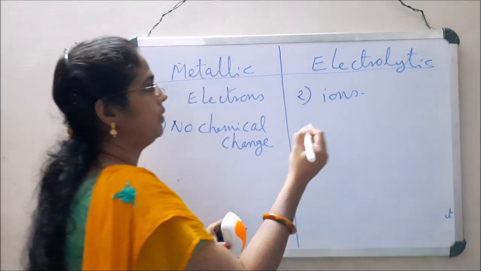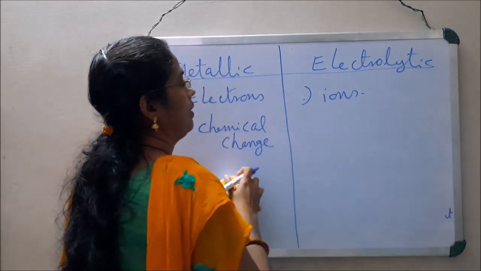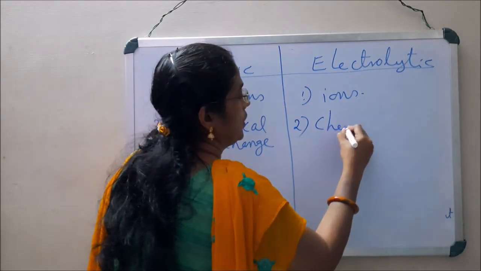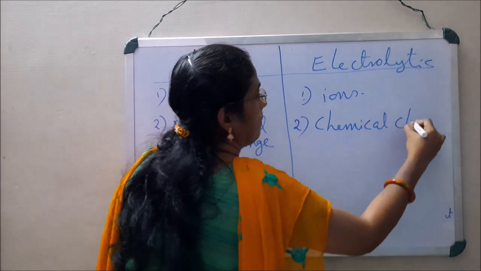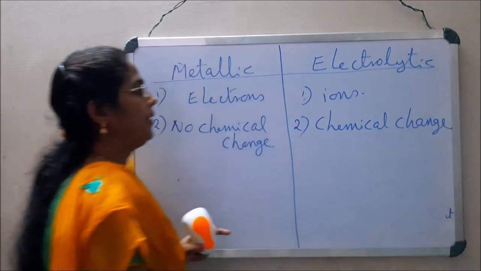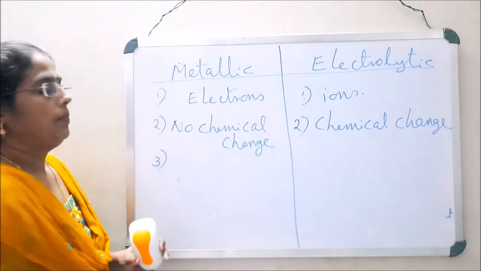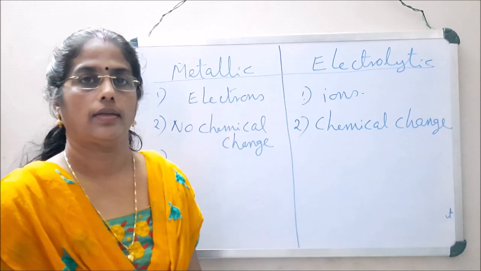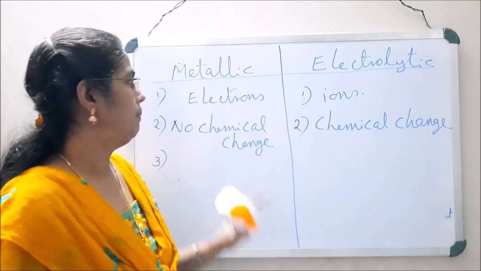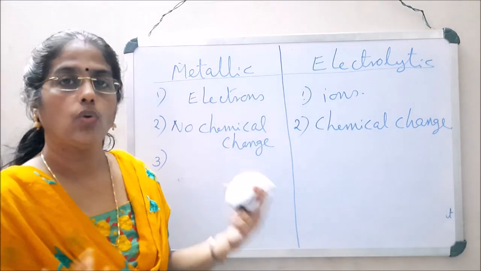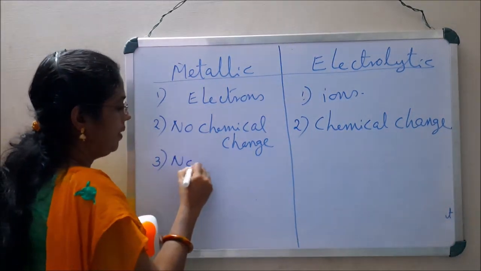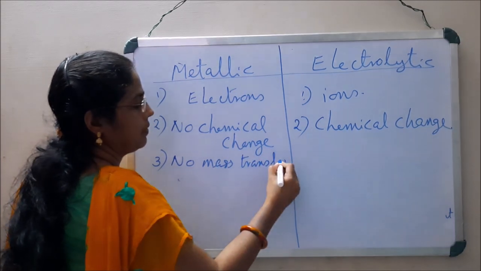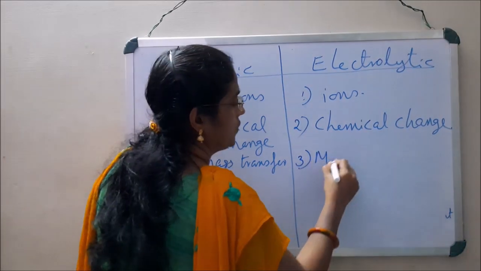But in the case of these electrolytes, chemical changes occur. The third point, by the chemical change, in the case of electrolytes, mass transfer is occurring. The movement of mass is occurring. But in the case of metallic conductors, since there is no chemical change, no mass transfer.